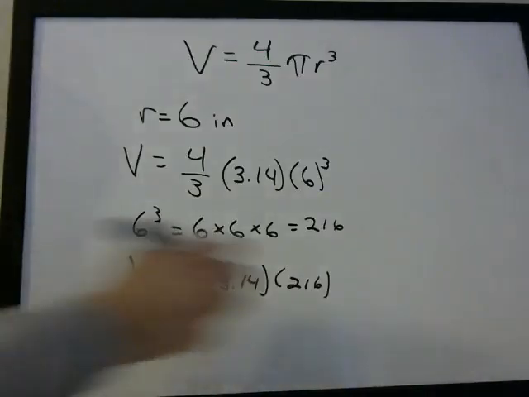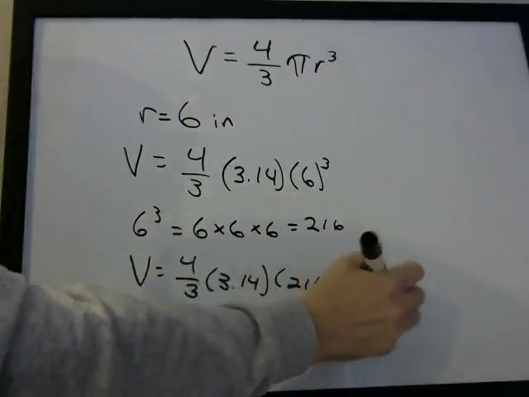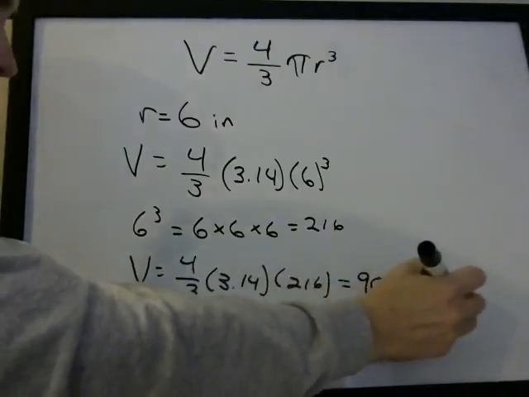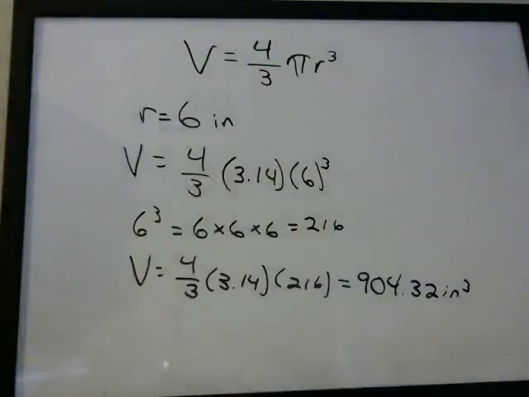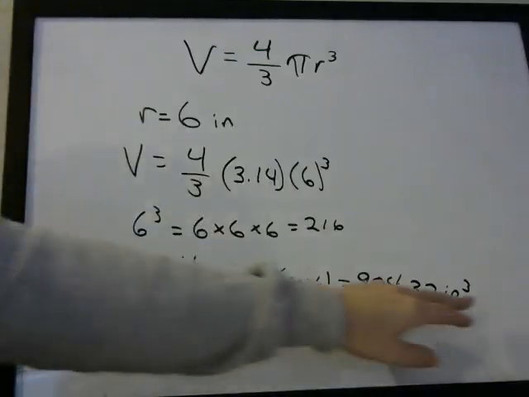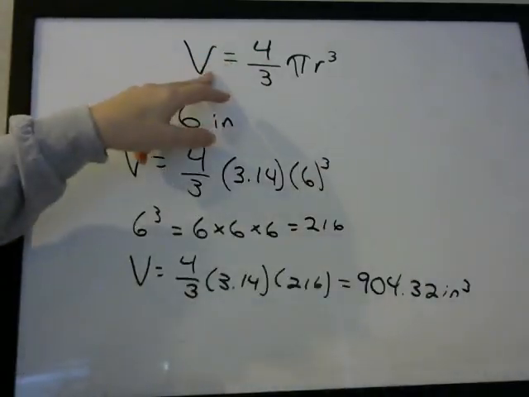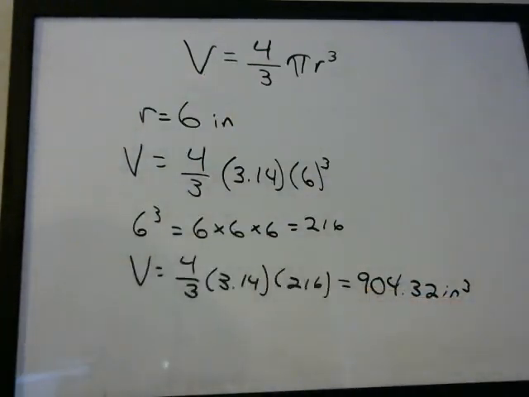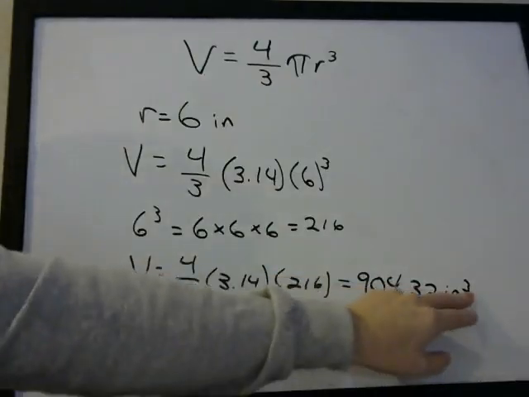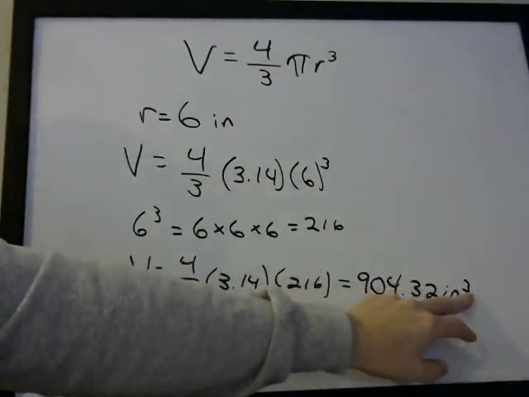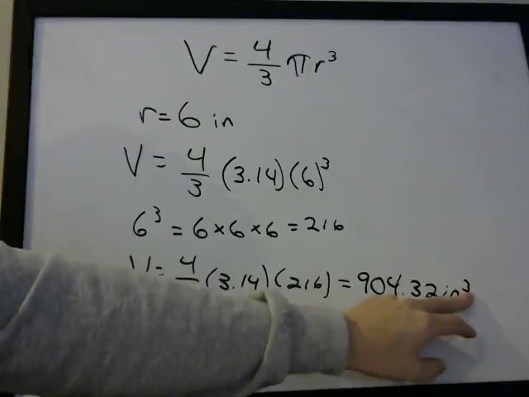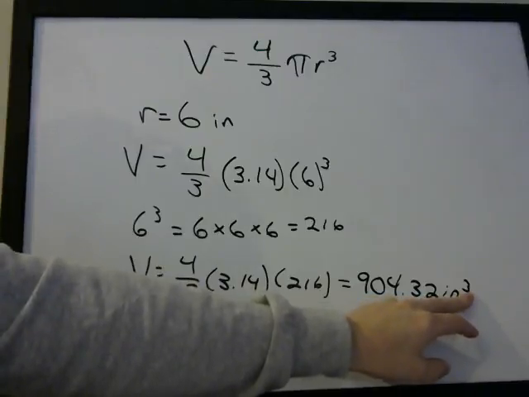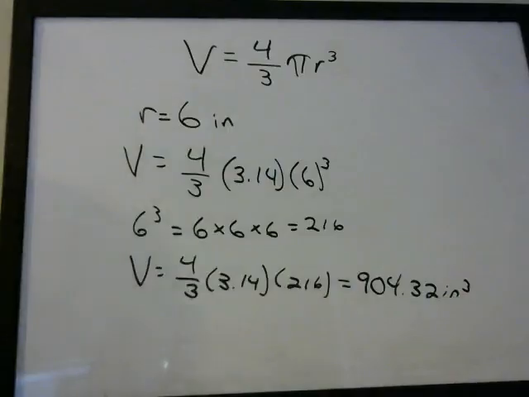If you put that in your calculator, you're going to get 904.32 inches cubed. So the units for the answers in volume are always cubic units. So cubic inches, feet, meters, whatever. And that should be a key: if you have a word problem that talks about cubic feet, cubic inches, cubic whatever, you know you need to be doing a volume question.